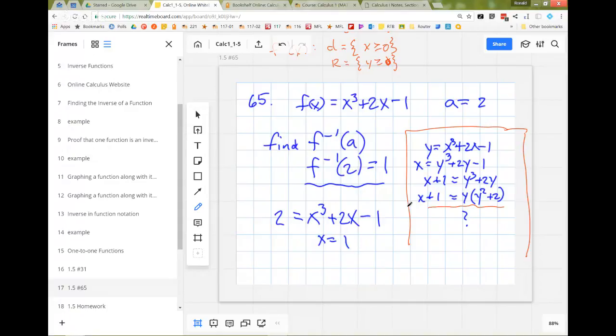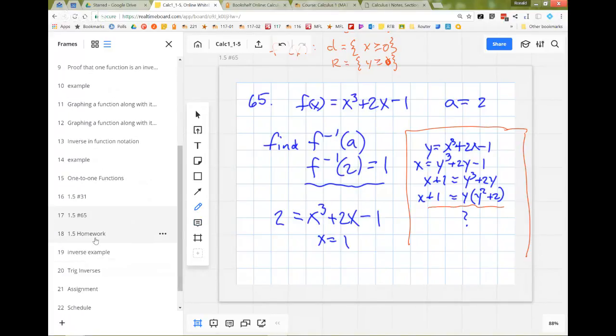Because if 1 cubed is 1, 2 times 1 is 2, so 1 plus 2 is 3, 3 minus 1 is 2. Oh, yeah. So that one you can't really solve by algebra, but you can with a little bit of logic. So you've got to watch out for that.